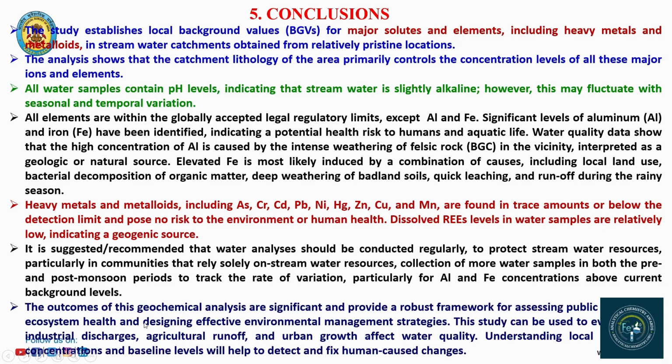And the outcomes of these geochemical analyses are significant and provide a robust framework for assessing the public and aquatic ecosystem health and designing effective environmental management strategies. This study can be used to evaluate how industrial discharge, agriculture runoff, and urban growth affect the water quality. Understanding local background concentration and baseline levels will help to detect and fix the human caused changes.